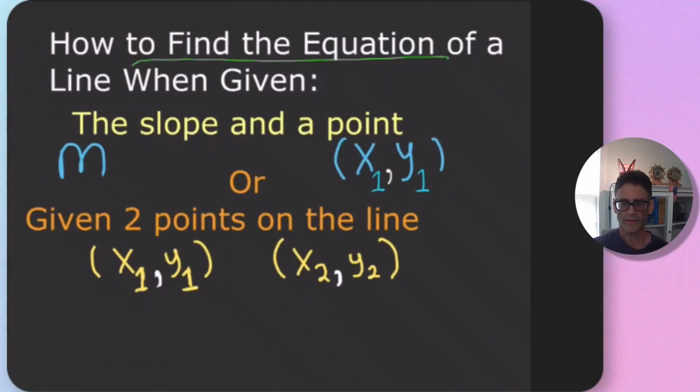So that's how you do this. You have to find the equations of lines, and you're either given a slope and a point, or you're given 2 points on the line. And there are 2 methods. You should know both. Sometimes a teacher will specify you have to do one versus the other, and later on, they'll just let you find it whatever way is best for you.